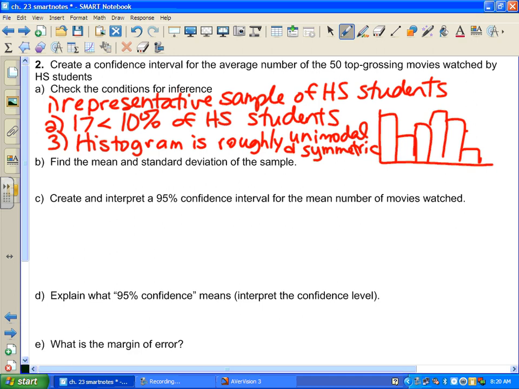Also, the sample size has a little bit to do with how picky you are about the histogram. The closer the sample size is to 30, and 17 is getting pretty close to 20, the less unimodal and symmetric it has to be. If you use samples of size 5 or 3, then it needs to be extremely unimodal and symmetric. The smaller the sample size, the more accurate you have to be. This one's a pretty big sample size, so we're probably fine.